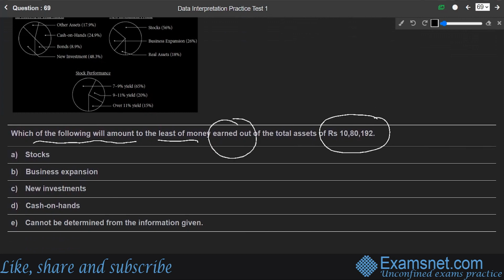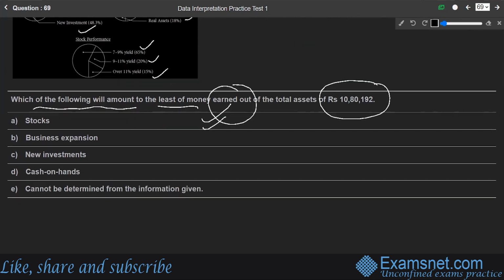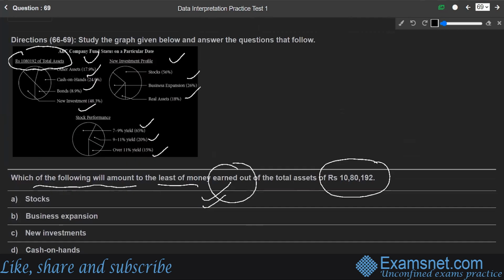What they have said is the least money earned, but the data is not given for the earned one. Data is just the distribution of rupees 10 lakh 80,192 in the different components. It is just the distribution and the investment part. The earning is not given. The distribution of earning or any indication of earning is nowhere mentioned in the whole pie chart. So when you are asking for the earning, we will not be able to answer this. So the option becomes cannot be determined from the information given, because there is no detail of the earning provided in the given pie chart. So that becomes the right answer, cannot be determined.